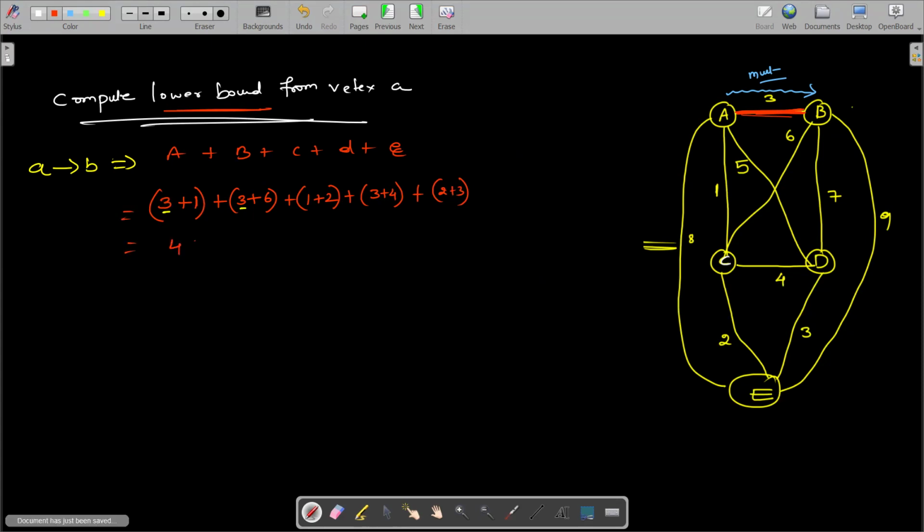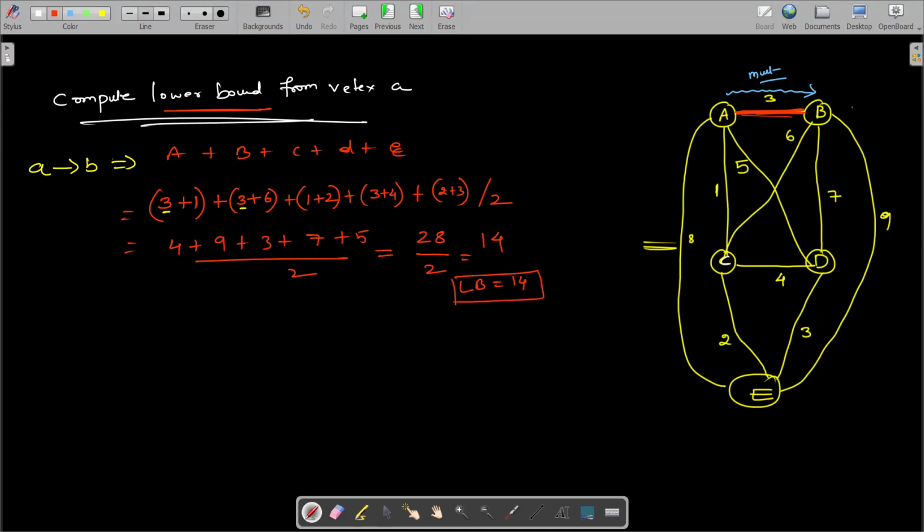3 plus 1, 4 plus 9, plus 3, plus 7, plus 5, that is equal to 28 total. Divide by 2, 28 divided by 2 is equal to 14. Your lower bound is equal to 14. So this is how we have to calculate.